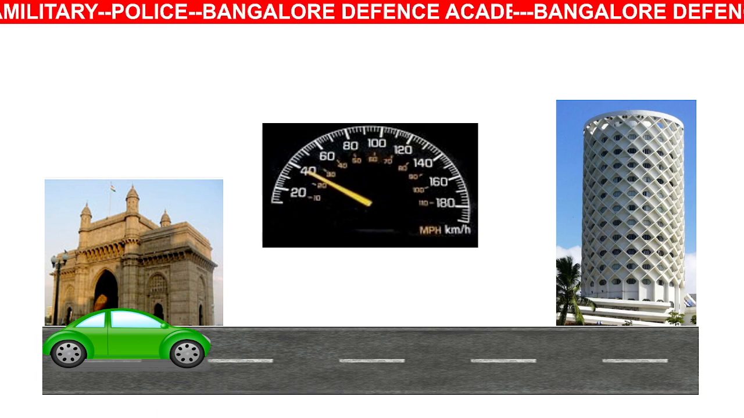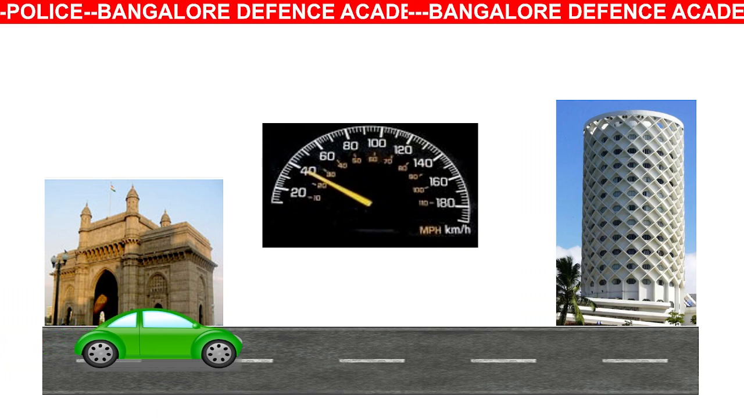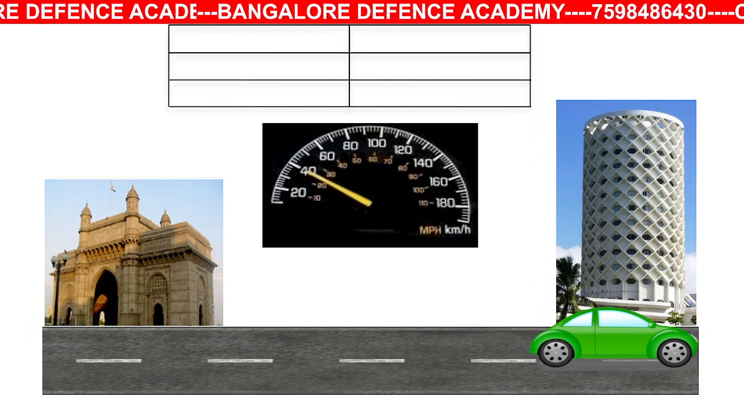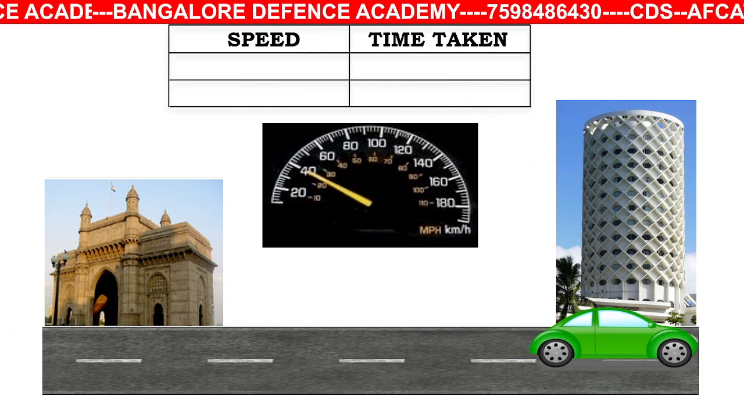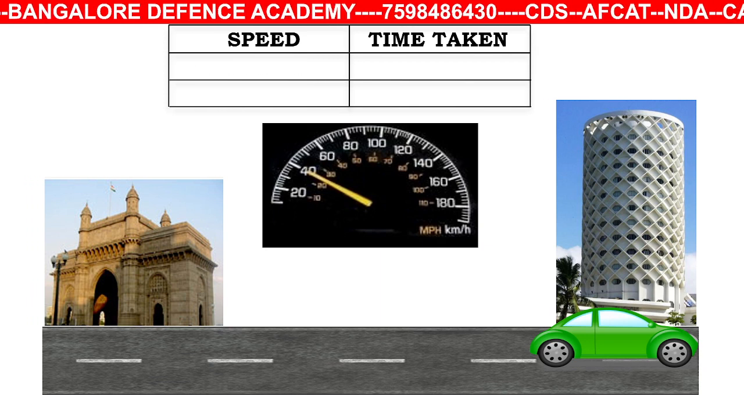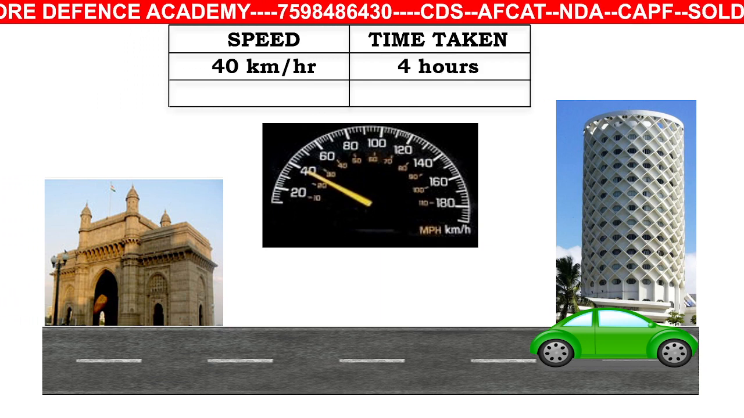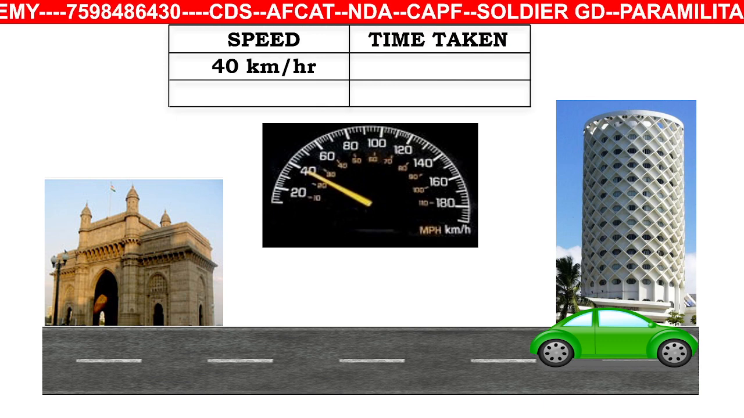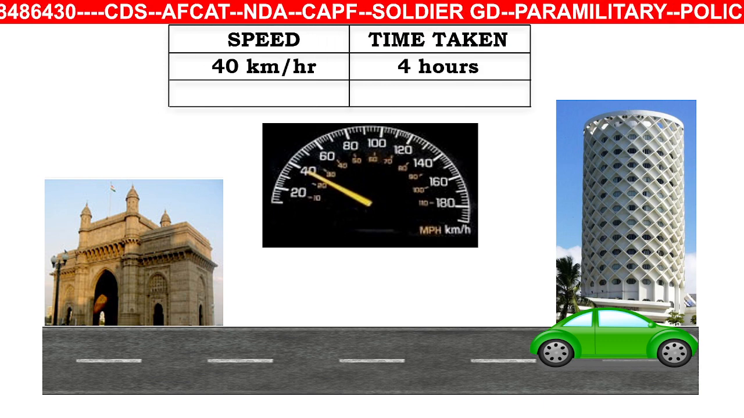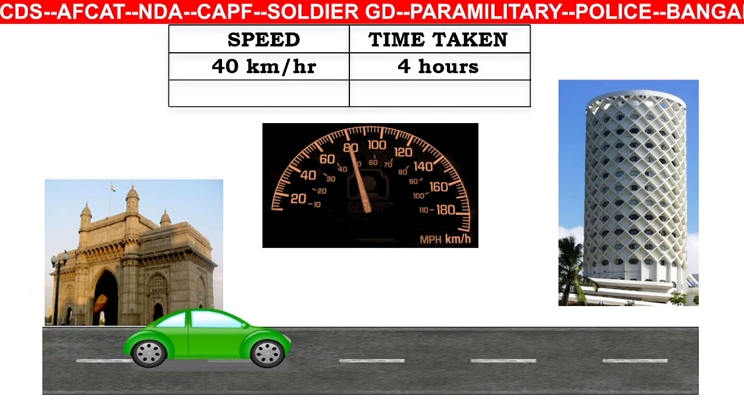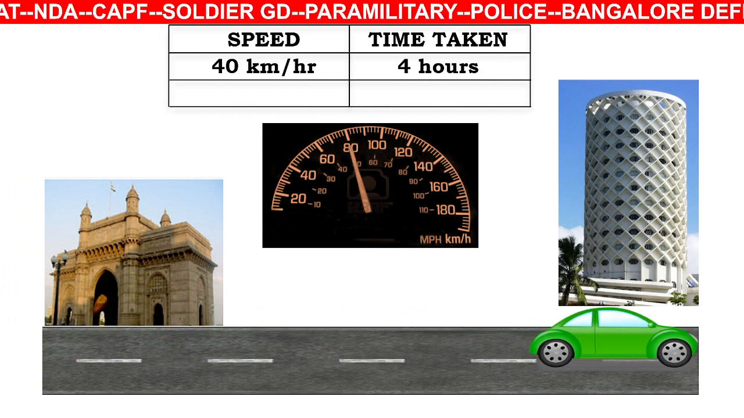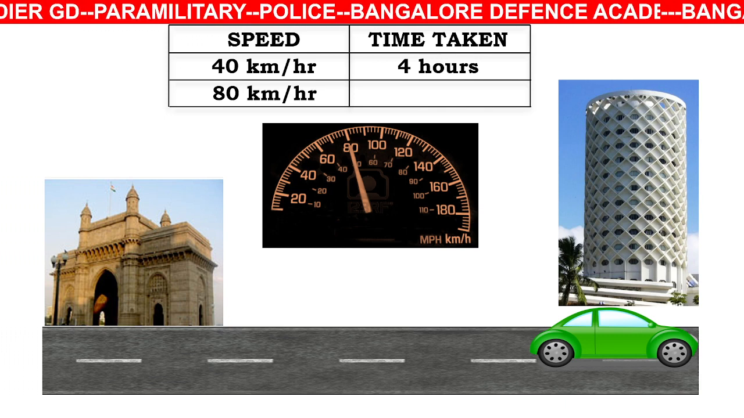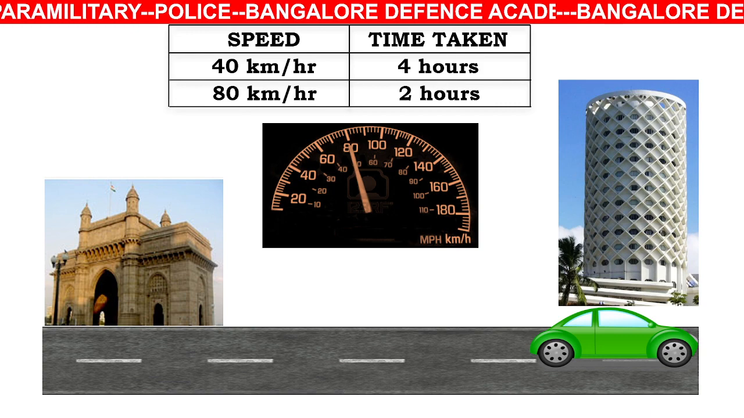Now let us try to understand a new concept here. Imagine there is a car traveling a certain distance with a certain speed. So now here I have two quantities, speed and time taken. The speed is 40 kilometer per hour and the time taken is 4 hours. Imagine a car is traveling at 40 kilometer per hour, it takes 4 hours. Now if I increase the speed, now the speed of the car is increased to 80 kilometer per hour. Can you tell me what would be the time taken? Yes, definitely it will be half of it, that is 2 hours.